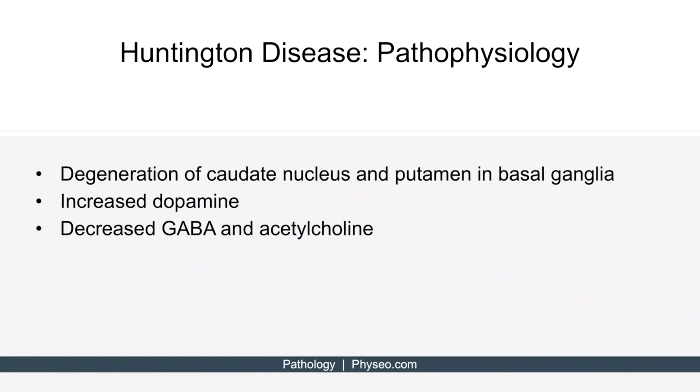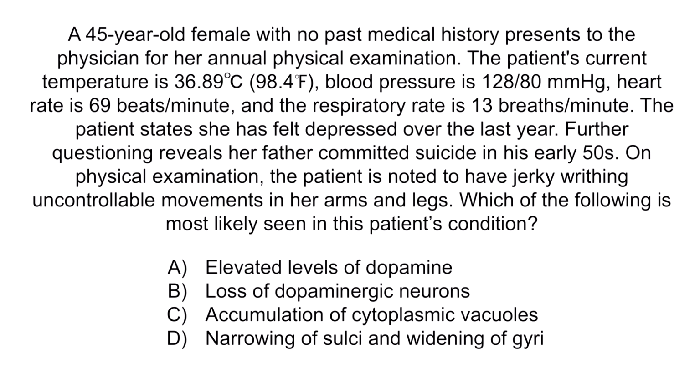From this slide, recall that Huntington disease can lead to elevated levels of dopamine. B is incorrect because loss of dopaminergic neurons refers to Parkinson's disease. This results in a constellation of symptoms including a pill-rolling tremor, cogwheel rigidity, and dementia. C is incorrect because an accumulation of cytoplasmic vacuoles is seen in spongiform encephalopathy. This leads to neurodegeneration and rapidly progressive dementia, and death usually occurs within 1 year. D is incorrect because narrowing of sulci and widening of gyri is associated with Alzheimer's disease. So again, the correct answer is A, elevated levels of dopamine. And that concludes this section.